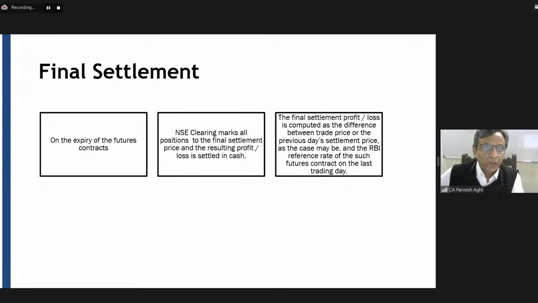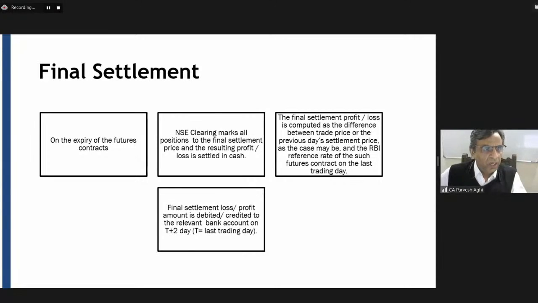So final settlement profit or loss is computed as the difference between the trade price of the previous day, as the case may be, and the RBI reference rate. Okay, so that means at what price the last daily settlement was taken, and that price and the RBI reference rate. So this is just for information. There are no questions asked generally in your CA exams with this regard. Okay, so final settlement is debited or credited to the relevant bank account on T+2 day, the last trading day.